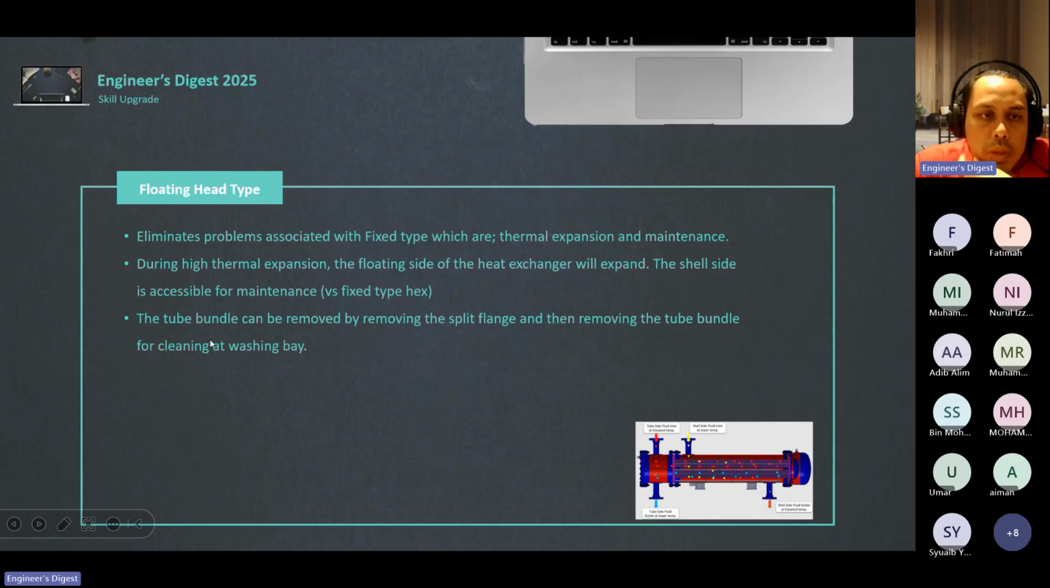So I've discussed that the tube bundle can be removed by removing the split flange. There's a split flange here. Then the tube bundle is removed for cleaning in the washing bay.